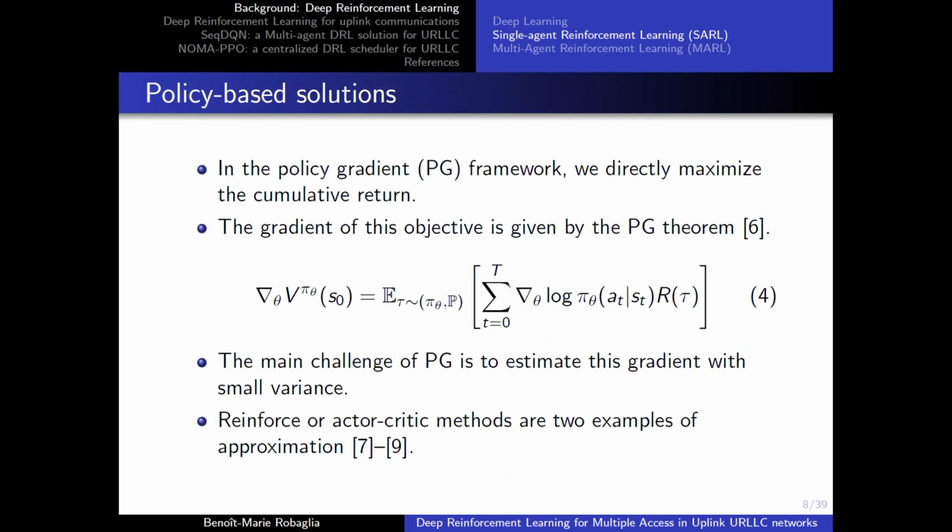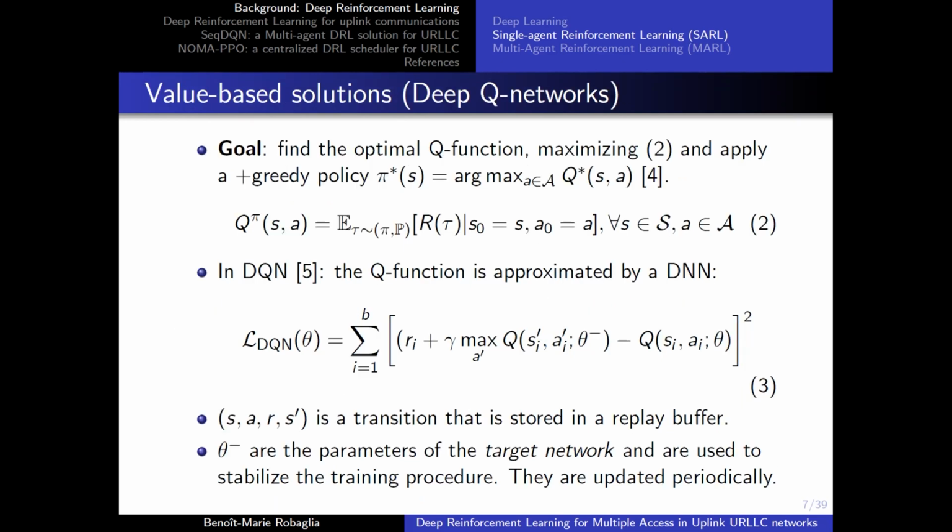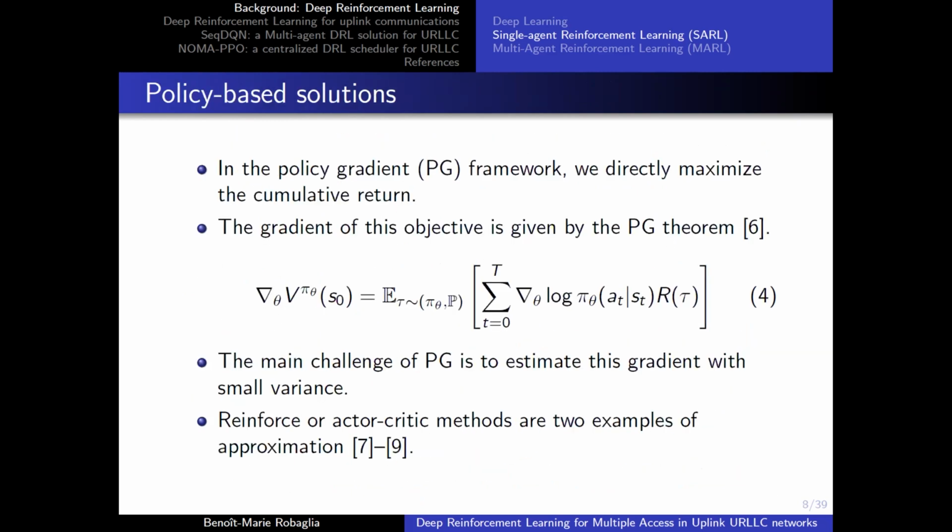About policy-based solutions. So here it's a completely different approach where we want to directly maximize the sum of future expected reward, which is equation 1 here. So we want to maximize this. So we compute a gradient, which is equation 4. It's given by the policy gradient theorem. And we do gradient iterations with this gradient.